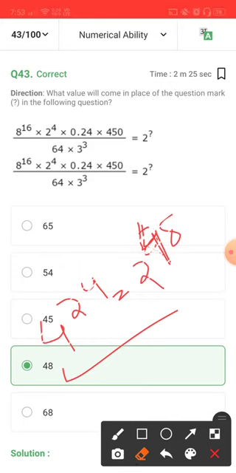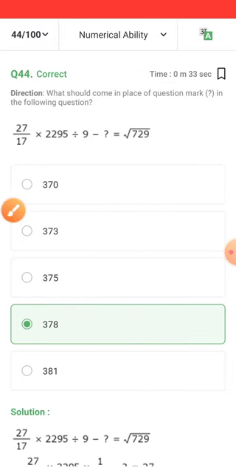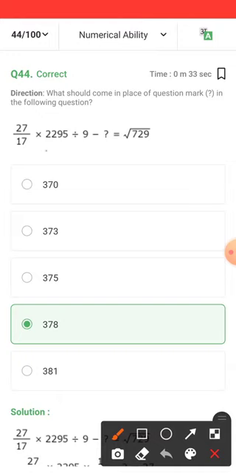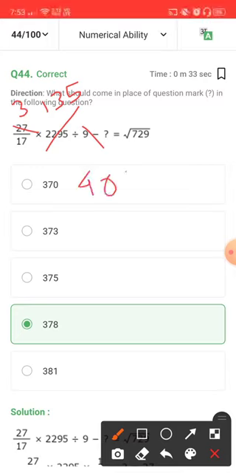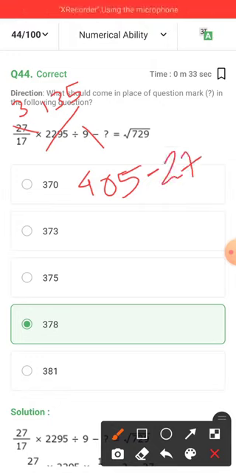Now next, another easy question. We can cut this number 17, 17, 5, 9, 3, 17, 51, 85, it is 5. So 135 into 27 by 9. What is 9? 9, cut 3. 3 into 135, 405. Then this value comes outside and this value is 27. So 405 minus 27, it's like 378.